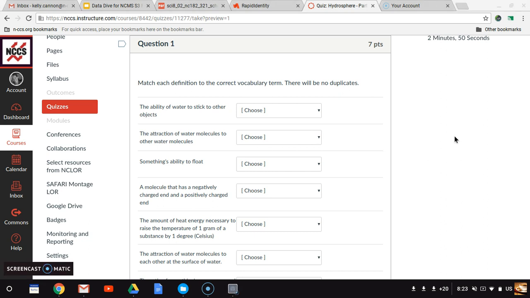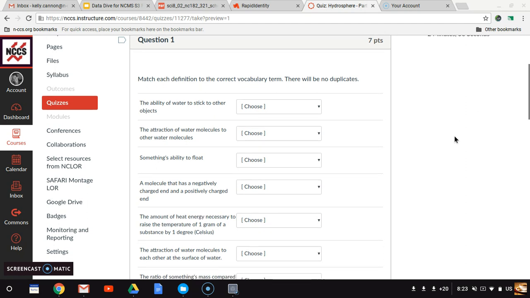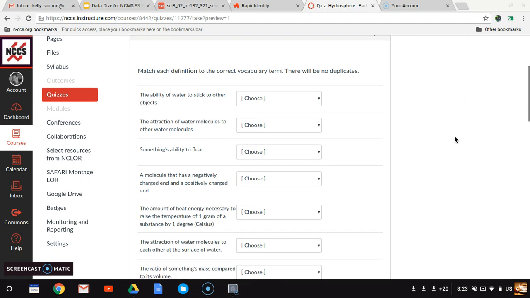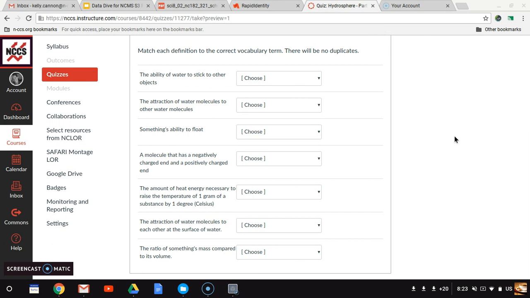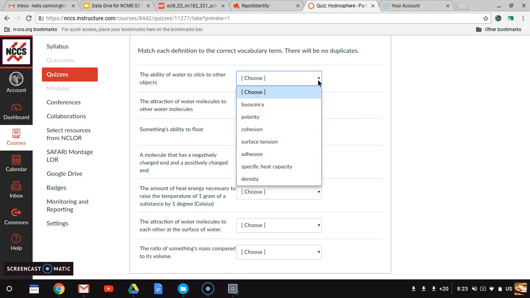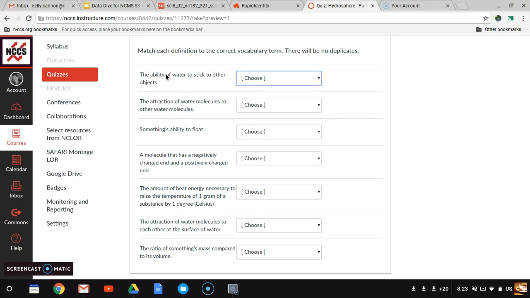This is the read aloud portion for the Hydrosphere Part 1 vocabulary quiz. What you're going to do in this quiz is match each definition to the correct vocabulary term. There are no duplicates. No two words will be used in the same, and no word will be used twice. I'm going to read over the definitions. The drop-down screen has all of the answer choices, and they're in the same order for each one.